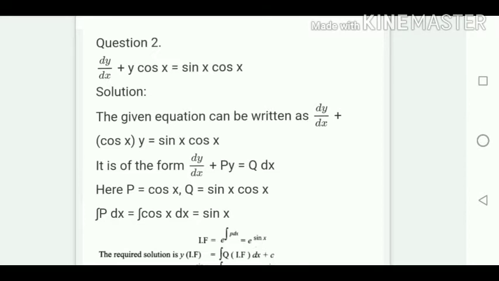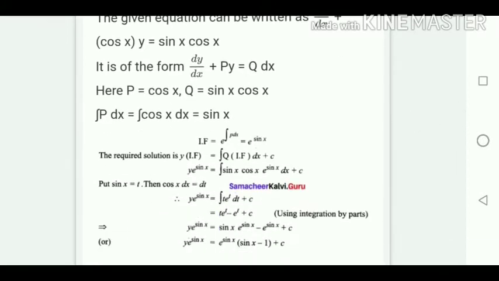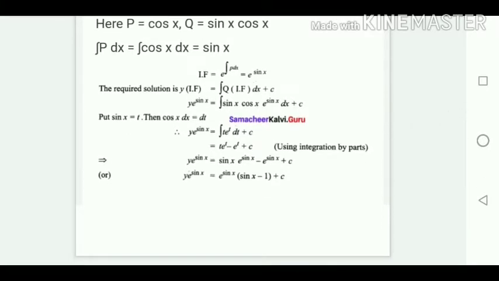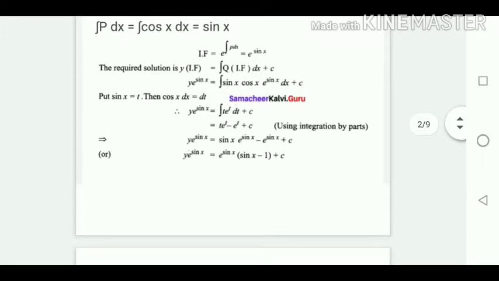So integration of P dx equal to integration of cos x, which is sin x. Next find the IF equal to e power integration of P dx, so e power sin x. Then the required solution is y into IF equal to integration of Q into IF dx plus c. Y into IF means y into e power sin x, equal to integration of Q, which is sin x cos x, into e power sin x dx plus c.